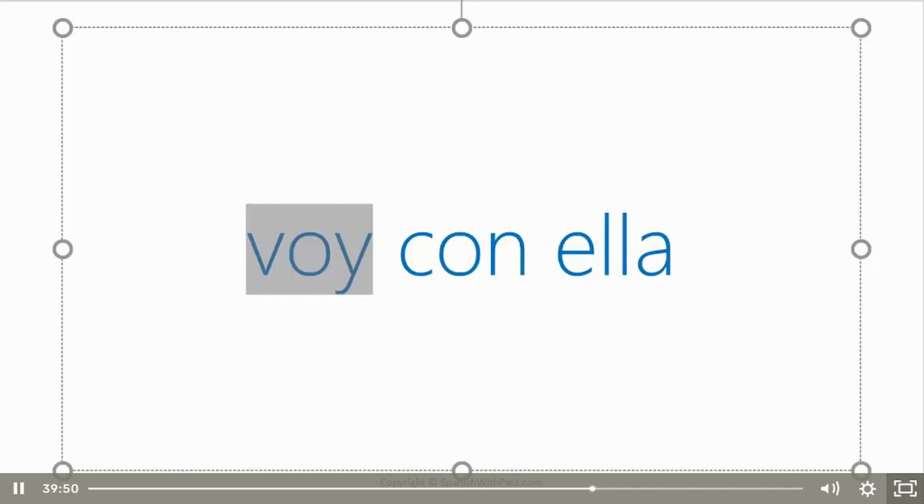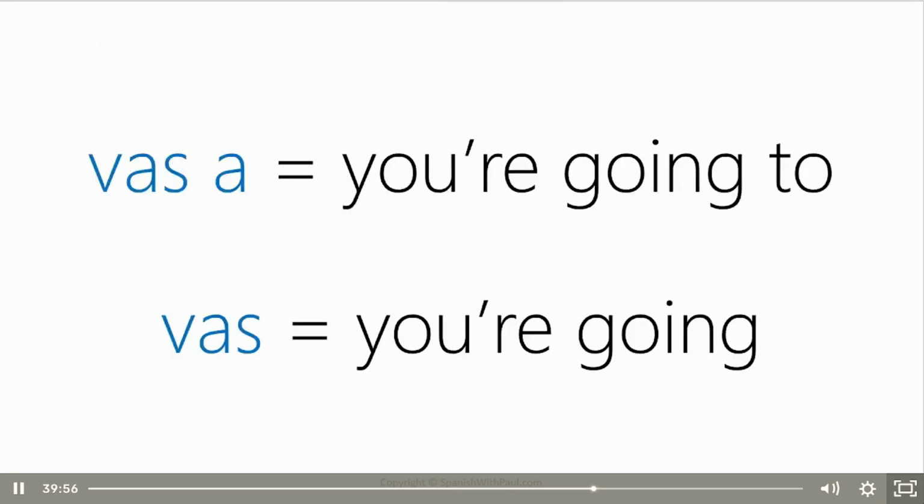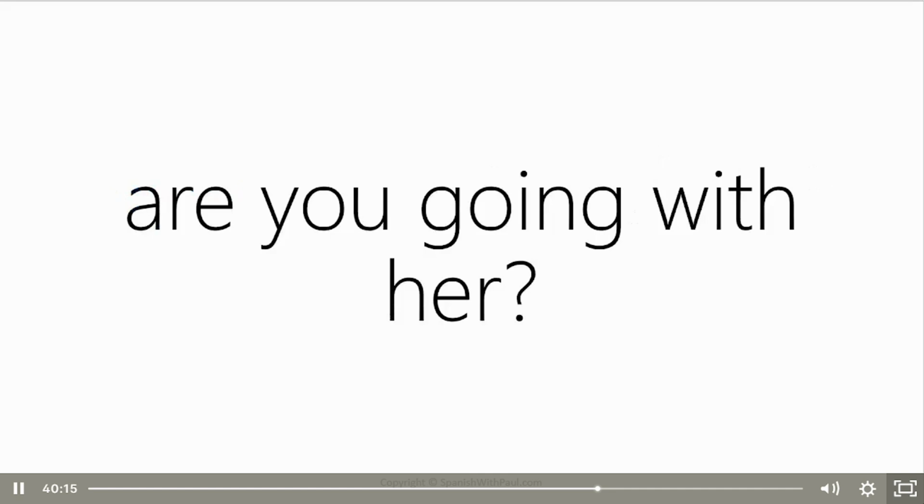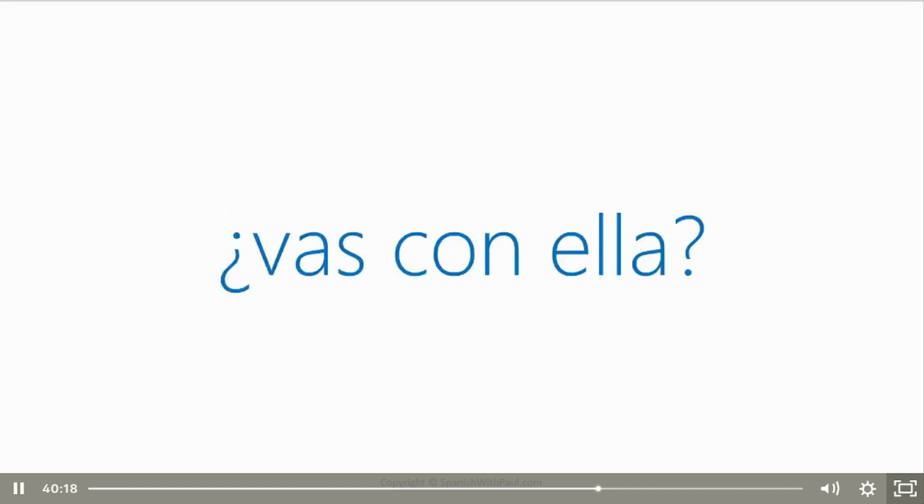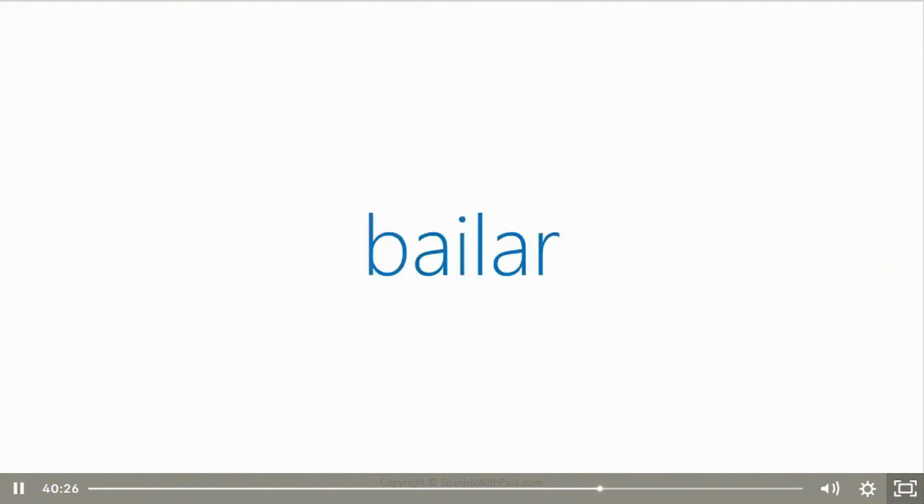Now this same principle will work all the way down the line. For example, here we have vas a, which means you're going to. But if we cut out the a sound and we simply have vas, it gets reduced to simply you're going. So vas a, you're going to, but vas, you're going. For example, how would you ask, are you going with her? ¿Vas con ella? What's the verb to dance? Bailar. How would you say everyone wants to dance with her?